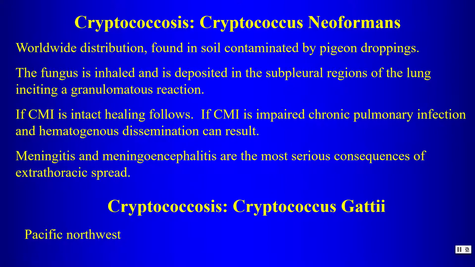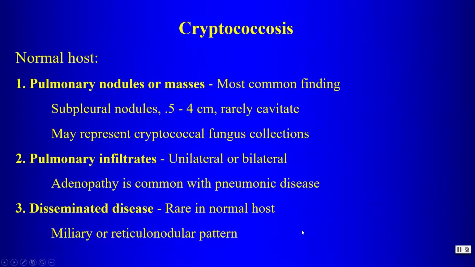So Cryptococcus is worldwide. The fungus can be inhaled and deposited in the subpleural regions of the lung, and that's where it might form infection. If cell-mediated immunity is intact, that can heal, but if it is not, you can have chronic pulmonary infection and hematogenous dissemination. So meningitis, meningoencephalitis are the most common serious consequences of extrathoracic spread. There's another form of cryptococcosis, Cryptococcus gattii, and this is found in the Pacific Northwest. Cryptococcus neoformans can be worldwide.